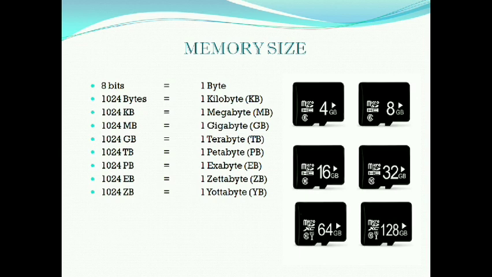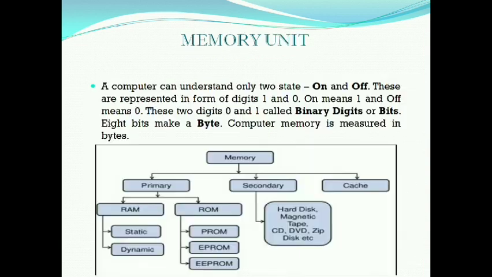And we come here to the next thing about memory units. A computer can understand only two states, on and off. These are represented in the form of digits 1 and 0. On means 1 and off means 0. These two digits, 0 and 1, are called binary digits or bits. 8 bits make a byte. Computer memory is measured in bytes. So we see here this web chart of memory: primary, secondary, and cache memory.